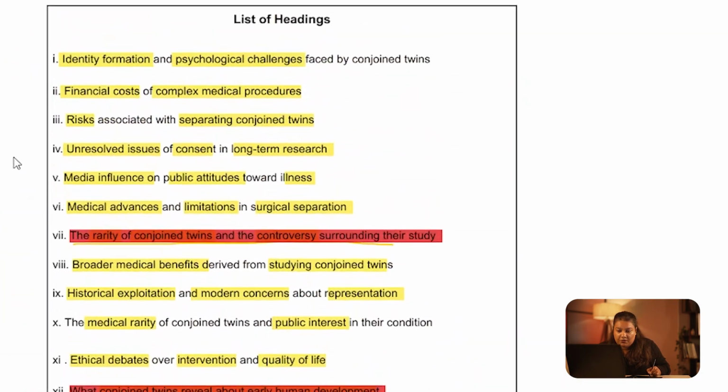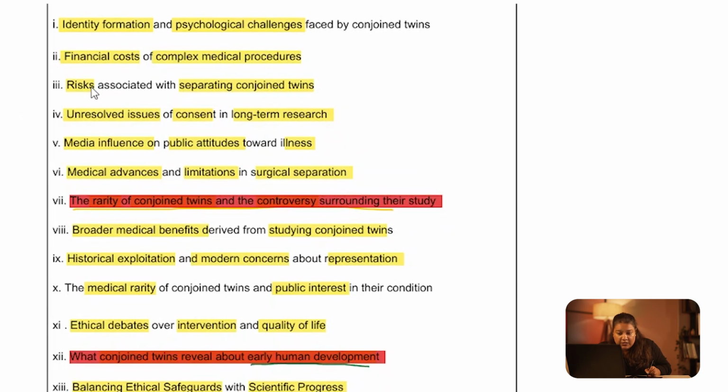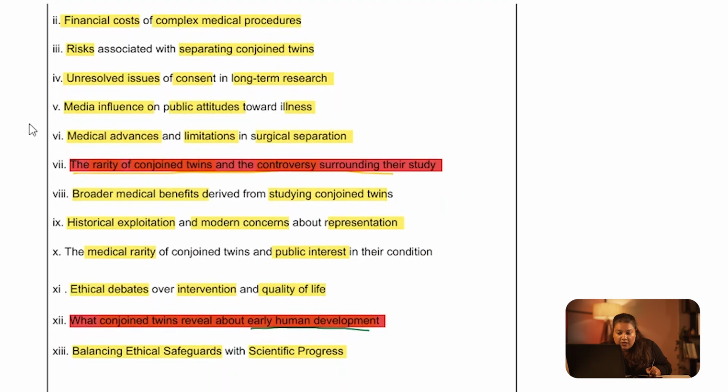Let's look at the options. Identity formation, no. Financial cost, risks. So we do have separating conjoined twins, but we are not really talking about risks, I would say. It does not list down the risks. Unresolved issues, consent, no. Media influence, no. Medical advances and limitations. Yes, surgical separation. It does not just talk about separating conjoined twins, but through surgery, because we have Professor Daniel Wong, surgeon. So we will stick to option 6.